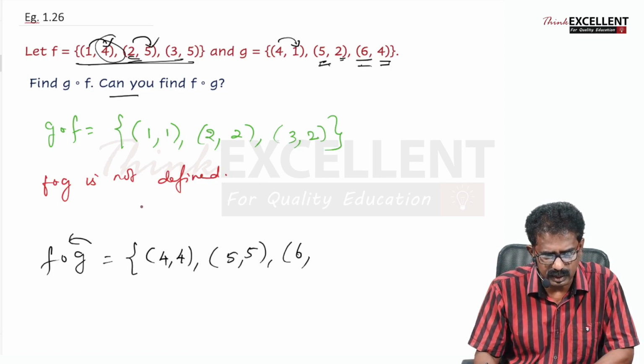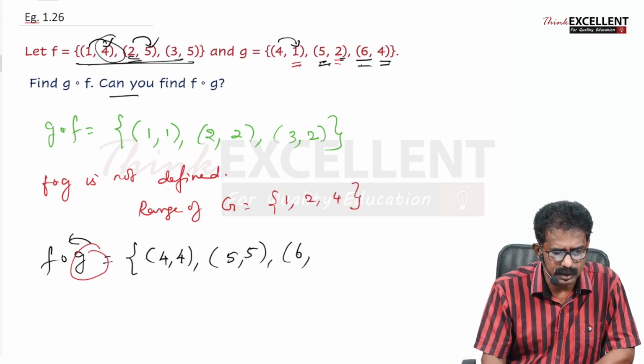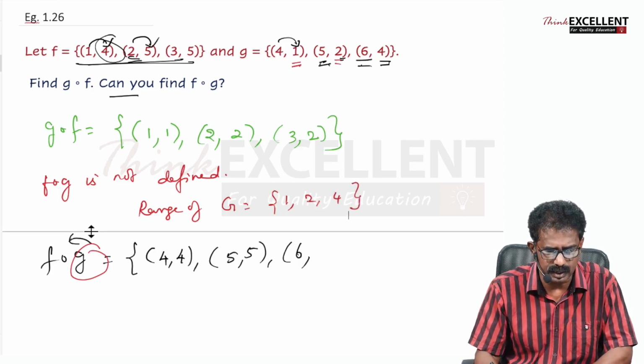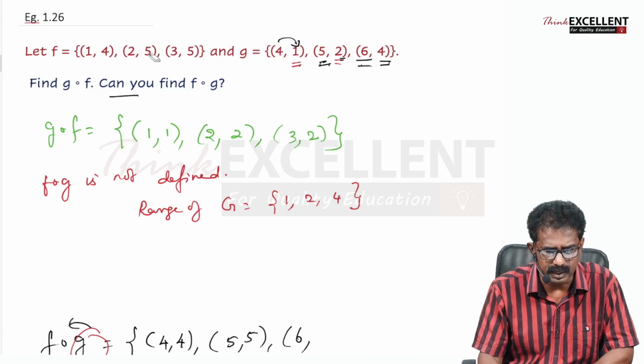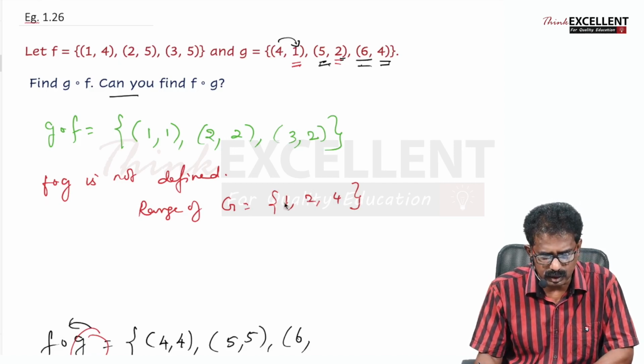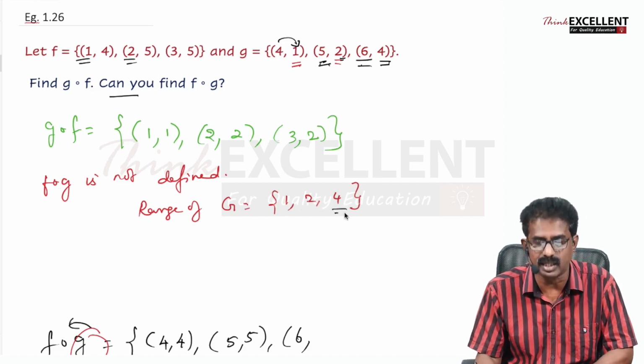The reason is the range of G, because we have to start with G, right? The range of G, what is that? Range means the answers: 1, 2, 4. And it must be contained in the domain of what? F. Because for its image we are finding in F. But in F we need these elements. So this 1, 2, 4: 1 is there, 2 is there, but 4 is not there, right?